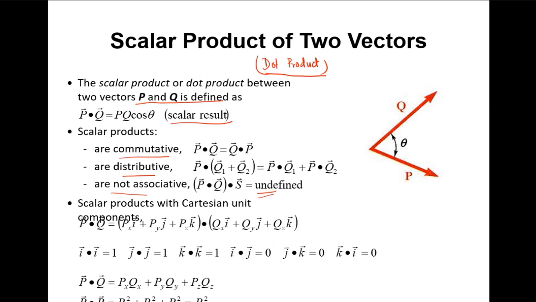Now scalar products with Cartesian unit components. If you have Pxi plus Pyj plus Pzk dotted with Qxi plus Qyj plus Qzk, then P dot Q will be equal to Px into Qx plus Py into Qy plus Pz into Qz. We also know that i dot i is 1, since cos 0 is 1, j dot j equal to 1, k dot k equal to 1, and i dot j, j dot k or k dot i is equal to 0. Similarly for P dot P, you have Px square plus Py square plus Pz square.